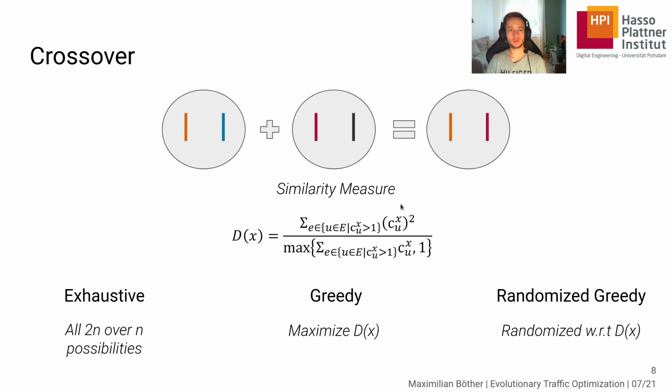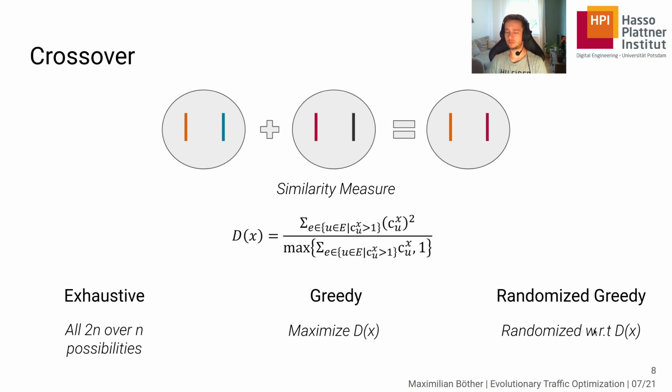So the question is, how do we choose the roots from the individuals? And for this we employ a similarity measure, which basically measures how equal are, for example, the orange and the red root. And we now have different options to deal with this, so we could basically try all 2n over n possibilities, and then check which has the best heuristic here, so which are the most dissimilar. We could also greedily maximize, so we take one root from here, then another one, and so on, and try to get as dissimilar roots as possible.